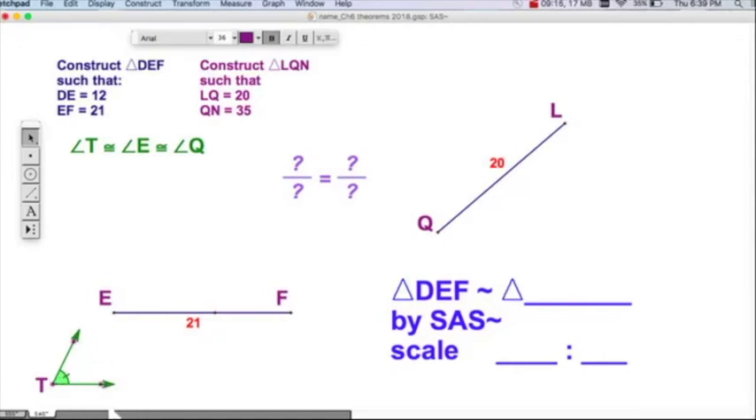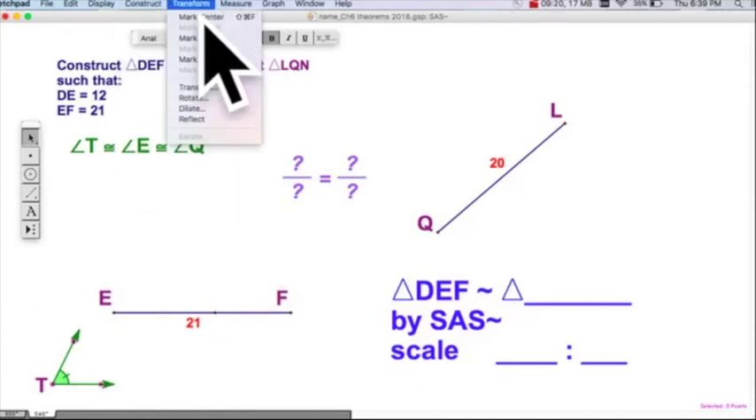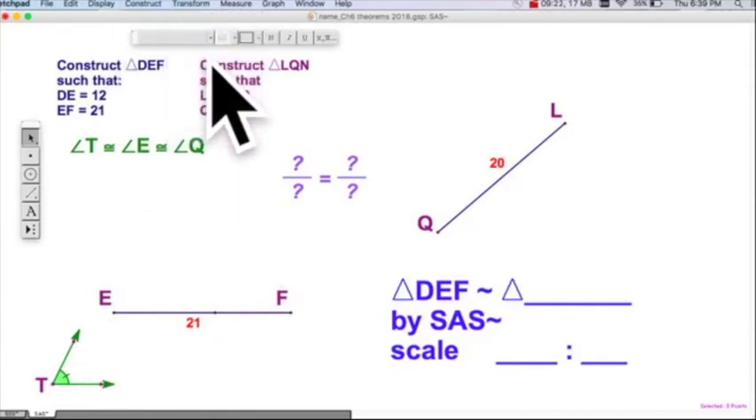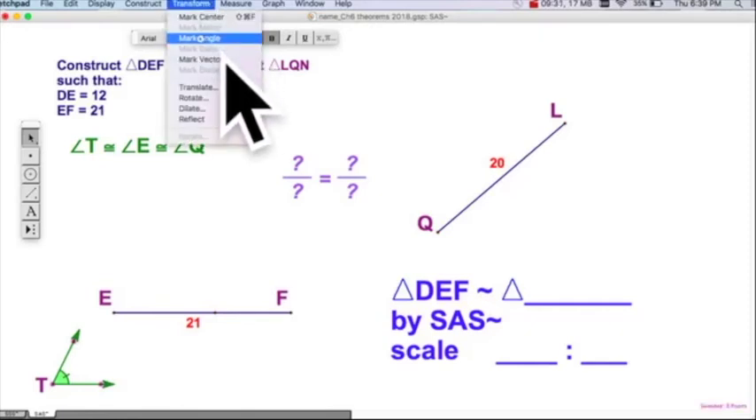Remember, the second one is the vertex, and you sweep counterclockwise. Construct or transform, mark angle, right? Now, again, you select the vertex and then 2 points in a counterclockwise orientation, and mark angle.